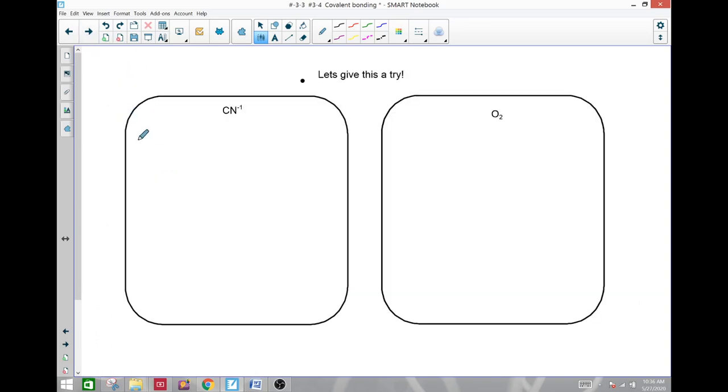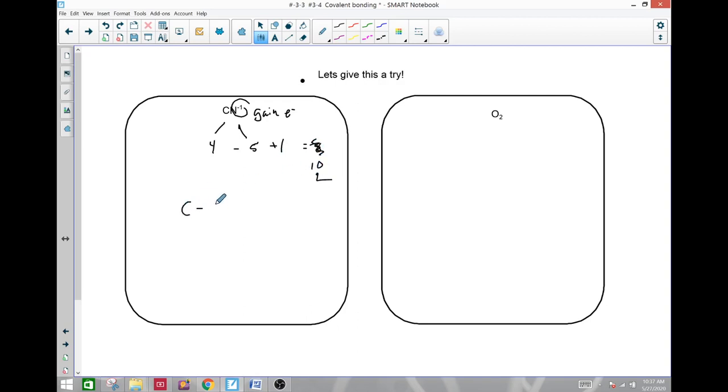Alright, next one. CN⁻. How does this work? First of all, inventory. Carbon is 4. Nitrogen is 5. Negative means you gained an electron, so plus 1. Well, 5 plus 4 is 9, plus 1 is 10. Keep in mind, even.